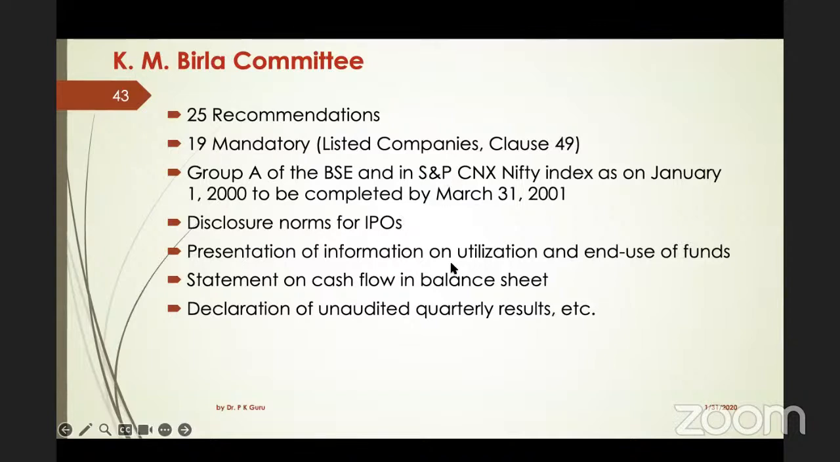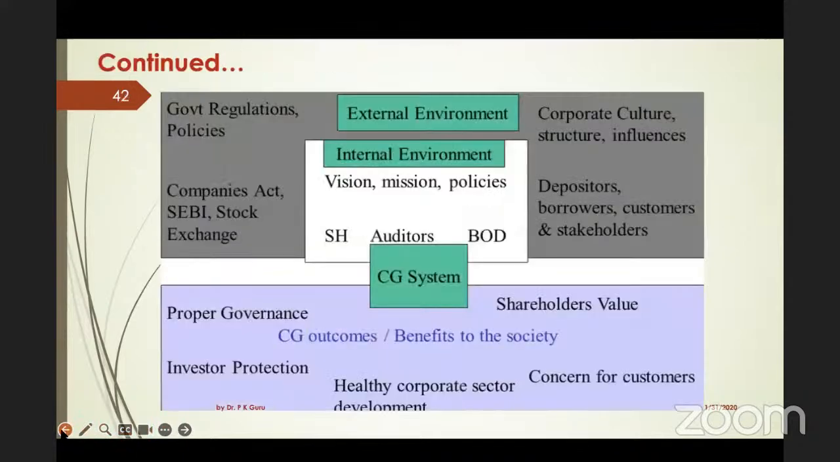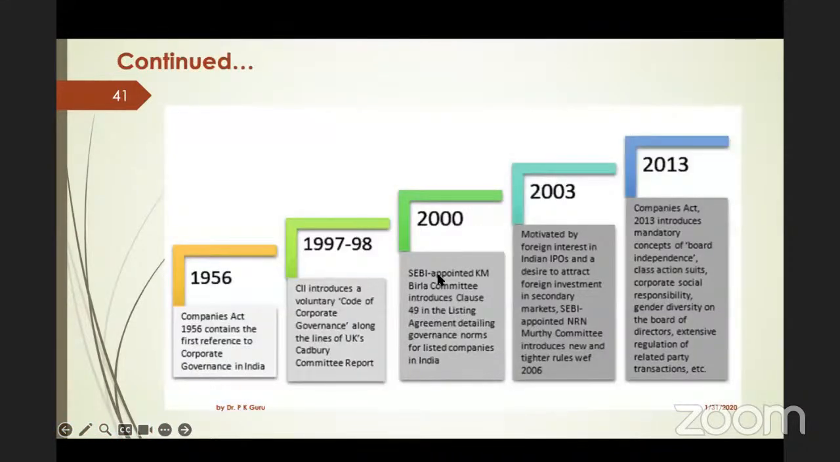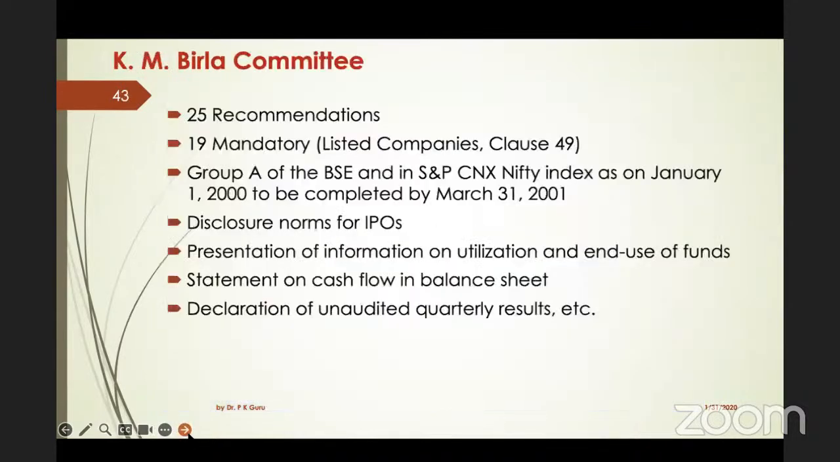Okay, it is good. So then, if you remember this slide, the Cg-Mba committee came in 2000. In 1997-98 CII did that, and then the Cg-Mba committee came. This committee brought recommendations, and we will be reading about them. The Cg-Mba committee has given 25 recommendations. Out of that, 19 are mandatory for listed companies.